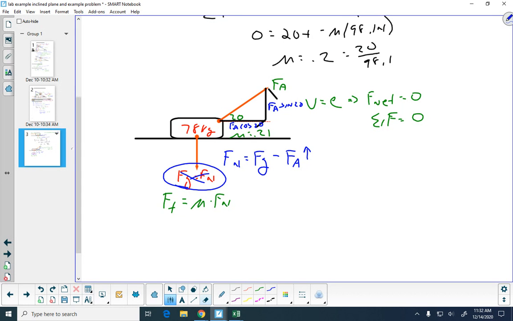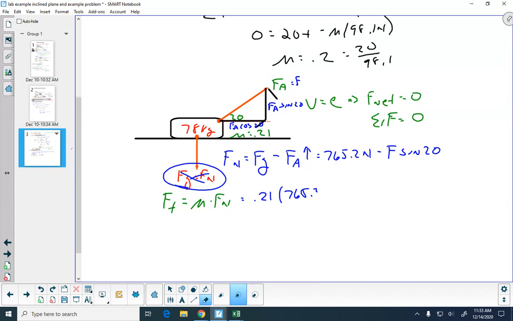So our force of gravity is 78 times 9.81. So we have 765.2 newtons minus this, I'm just going to go F sine of 20 degrees. So our force of friction then is this 0.21 times 765.2 minus this F sine of 20 degrees.